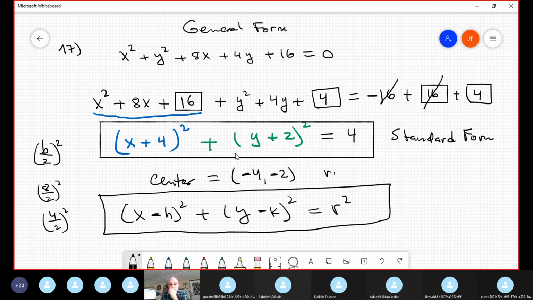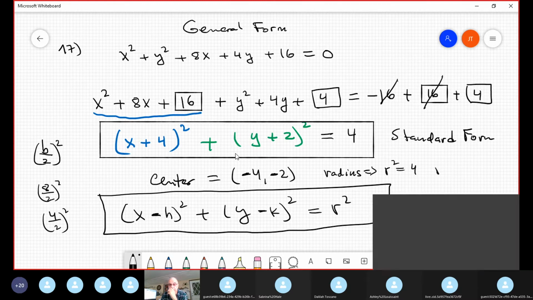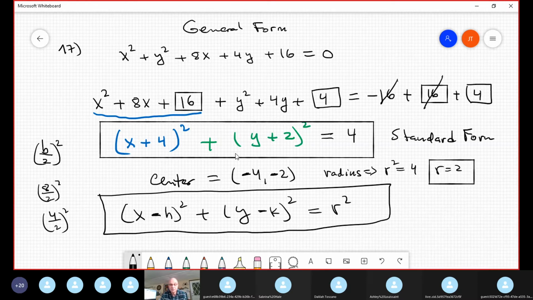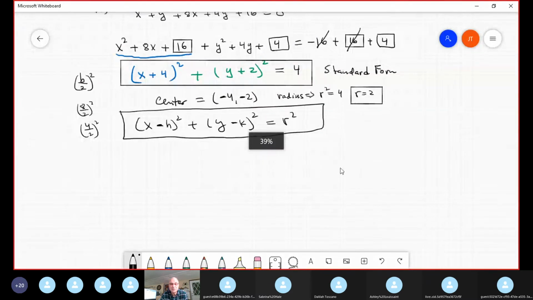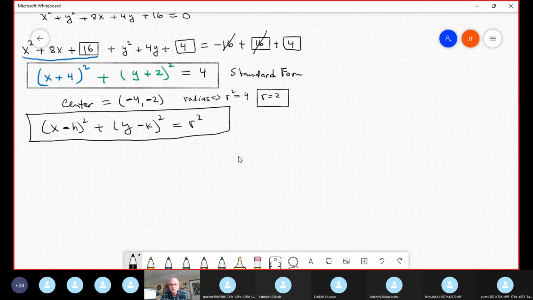And what about the radius? I know r squared is 4, so the radius is 2. Very, very well. Okay, now the last step is to do the graph. The graph we can do by hand or we can do using Desmos. Let's do it in both ways, and you make a decision what is the way that you prefer.